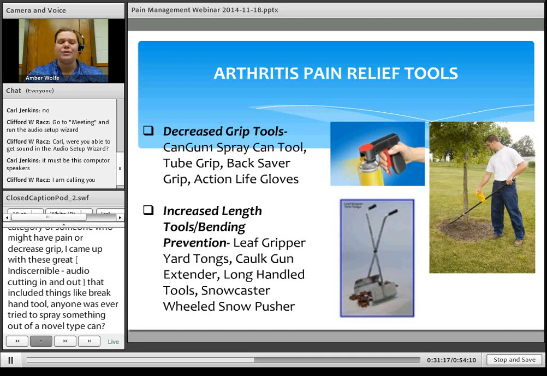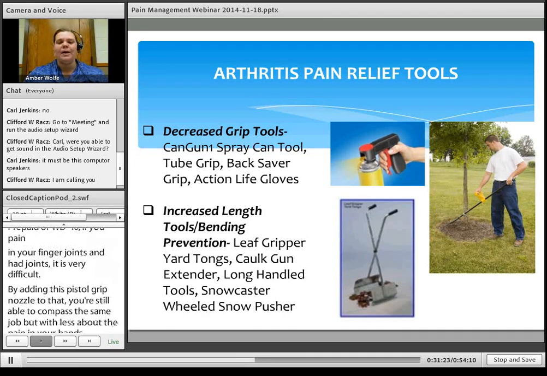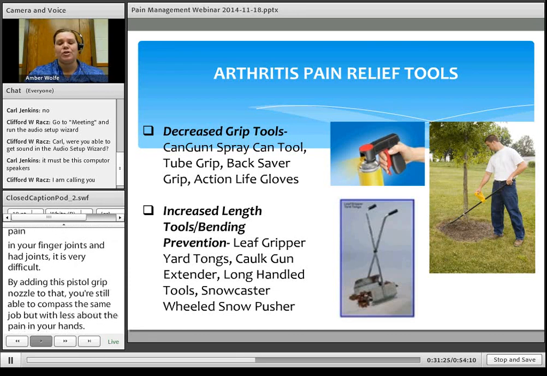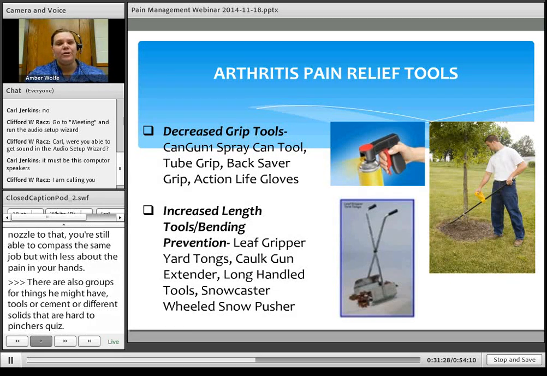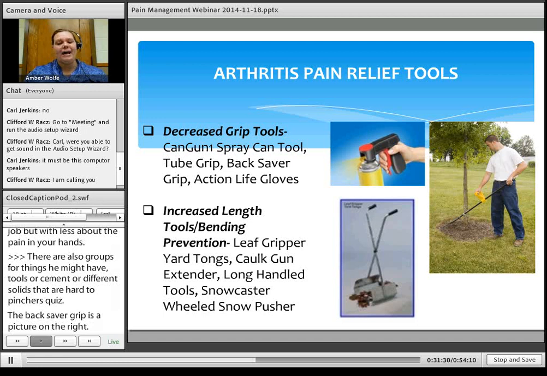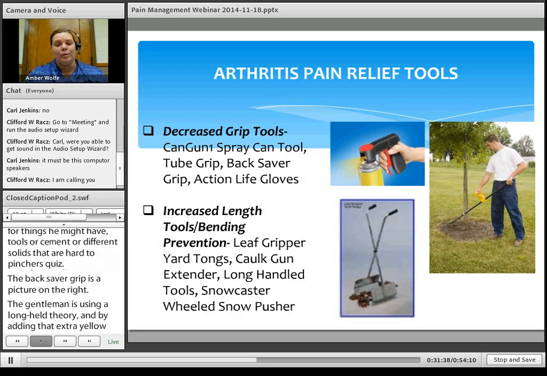There are also grips for things that you might have in tubes like cement or different solvents that are hard to pinch or squeeze. The back saver grip is a picture on the right. The gentleman's using a long-handled rake. And by adding that extra yellow handle, not only is it allowing him to grip at the right angle with the strength of his wrist, but it's allowing him to use that largest joint possible, allowing him to use his shoulders and his back to move that rake instead of his arms and his elbows.